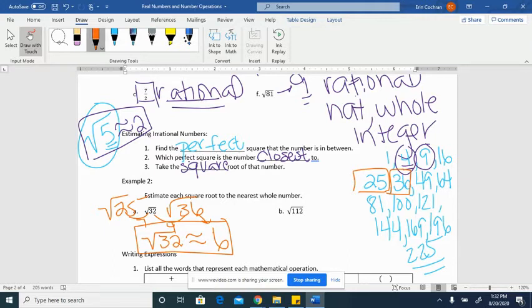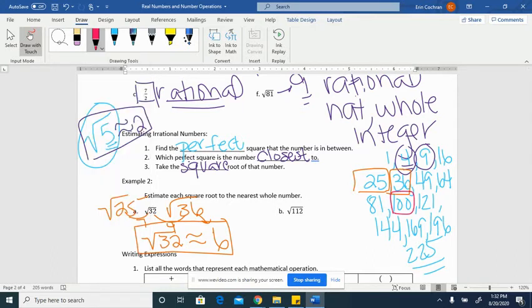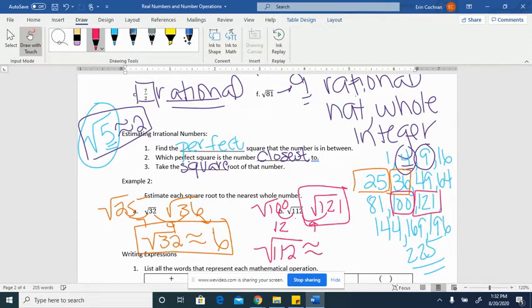Okay. All right, and then the last one here. 112. What is 112 in between? I see 100 and I see 121. So 100 to 112 is 12 units. 112 to 121 is 9 units. So which one is it closest to? 121. So we're going to say the square root of 112 is approximately, what's the square root of 121? 11. Okay.